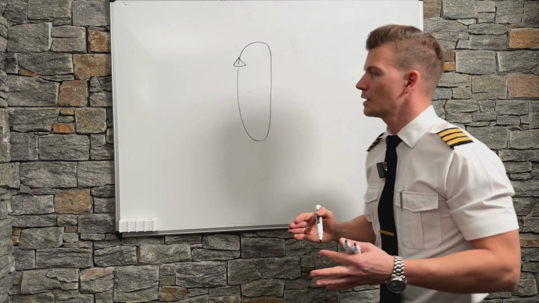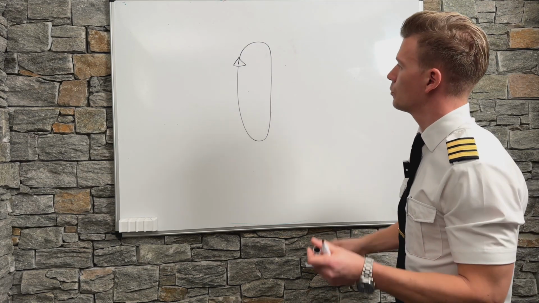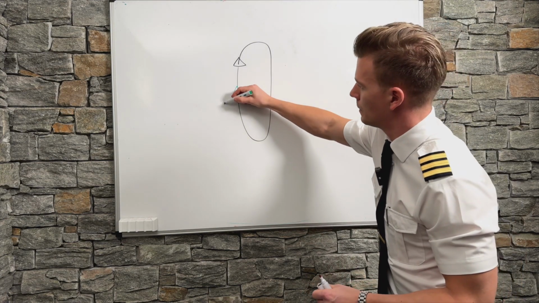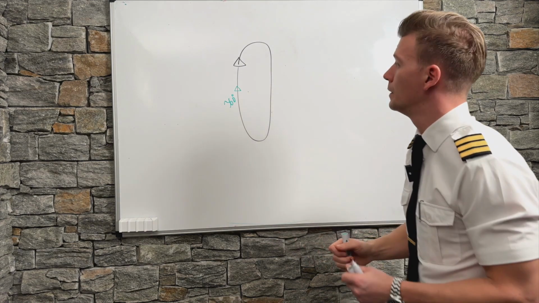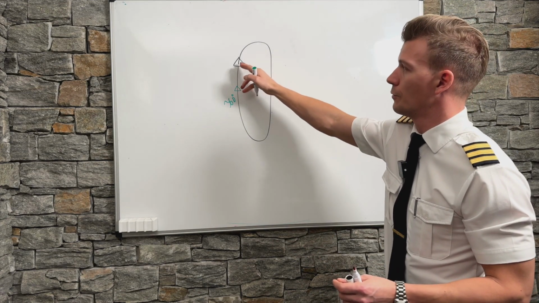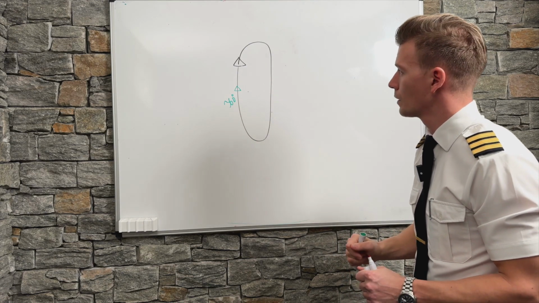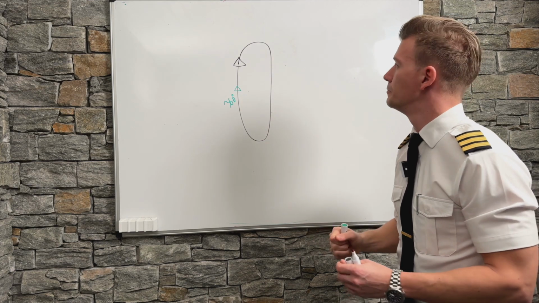So let's take a look at the basic layout of the hold. With the basic layout we have the inbound course. Let's start with that. Let's say it's 360, so the radial would be 180. You're holding on radial 180 from the station, which the inbound course would then be 360. Take note that on the inbound we are tracking towards the nav aid.